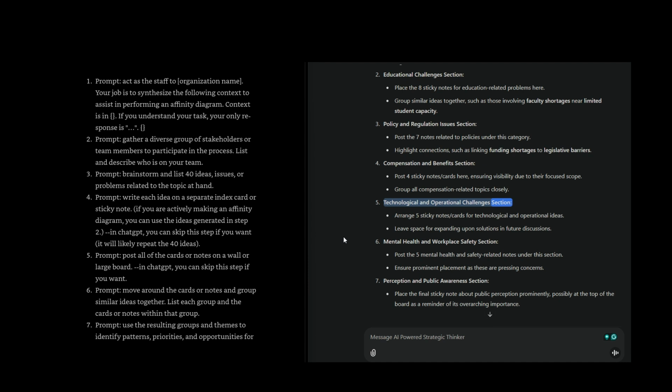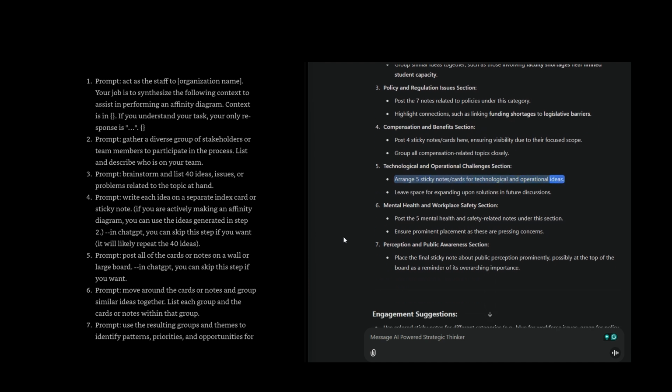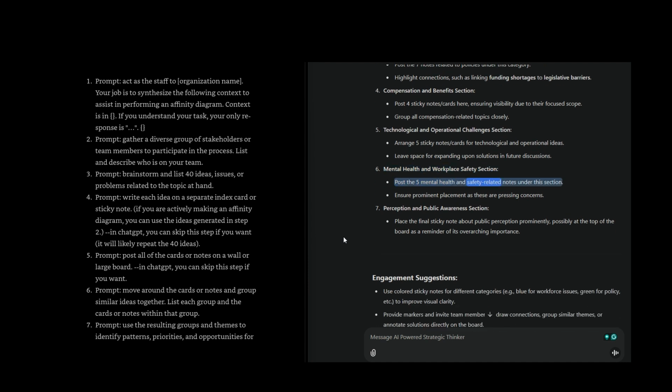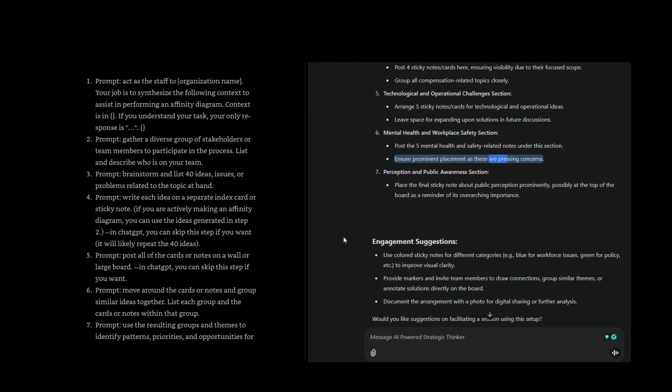Technological and operational challenges section. Arrange 5 sticky notes, cards for technological and operational ideas. Leave space for expanding upon solutions in future discussions. Mental health and workplace safety section. Post the 5 mental health and safety-related notes under this section. Ensure prominent placement as these are pressing concerns.